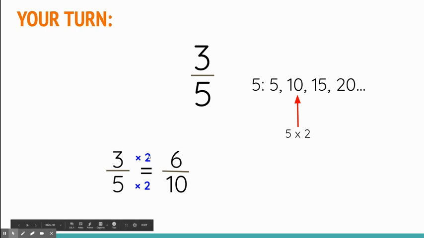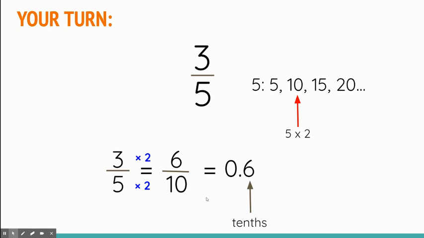And now 3/5 equals 6/10, and 6/10 written as a decimal looks like 0.6 because that 6 is in the tenths place. So 0.6 or 0 and 6/10 is our final answer.